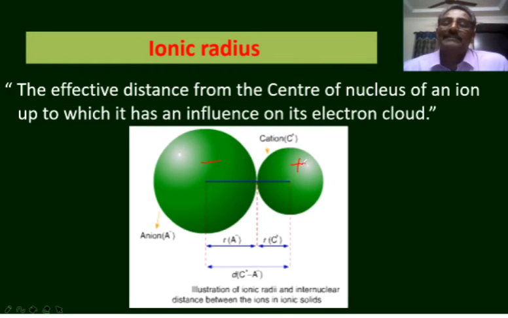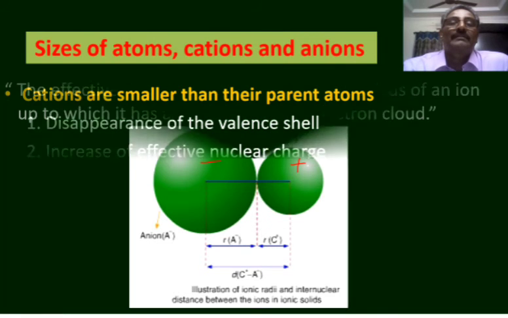The cation has influence on the electron cloud up to some extent, some distance. Up to which distance the effect of this positive charge or negative charge is perceived or seen is known as the ionic radius. Here, usually the size of the cation is smaller than the size of the anion in the ionic compounds. The anion is bigger in size and the cation is smaller in size in the ionic compounds.